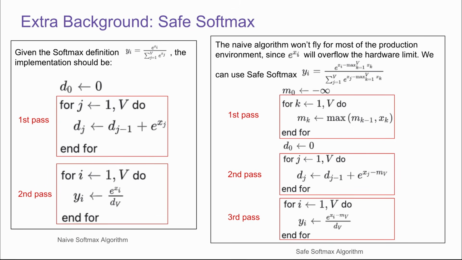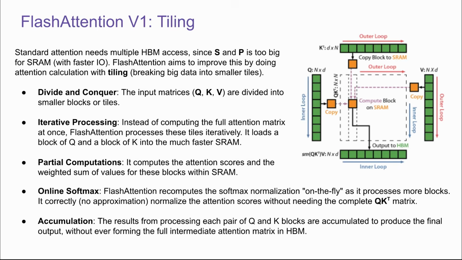With these extra backgrounds, I think we're now ready to take a look at FlashAttention details. The essence of FlashAttention is doing tiling. Standard attention needs multiple HBM accesses, since S and P are too big for SRAM. FlashAttention aims to improve this by doing attention calculation with tiling, which is breaking big data into smaller tiles.